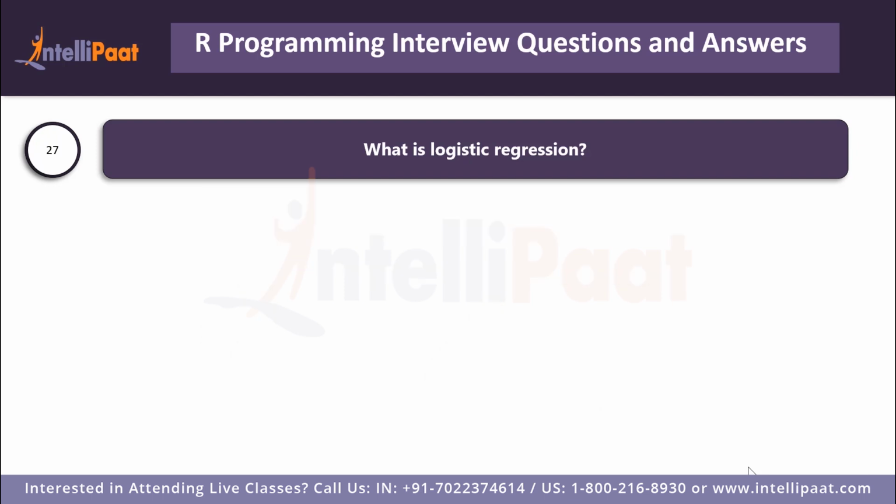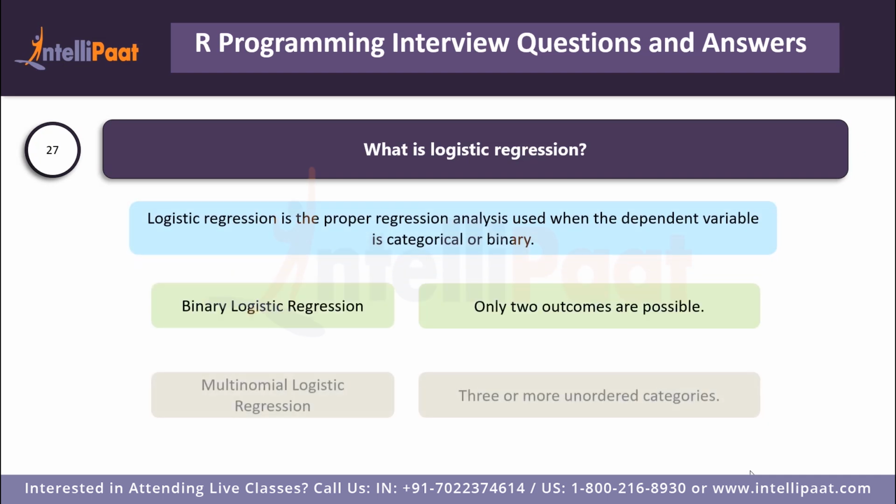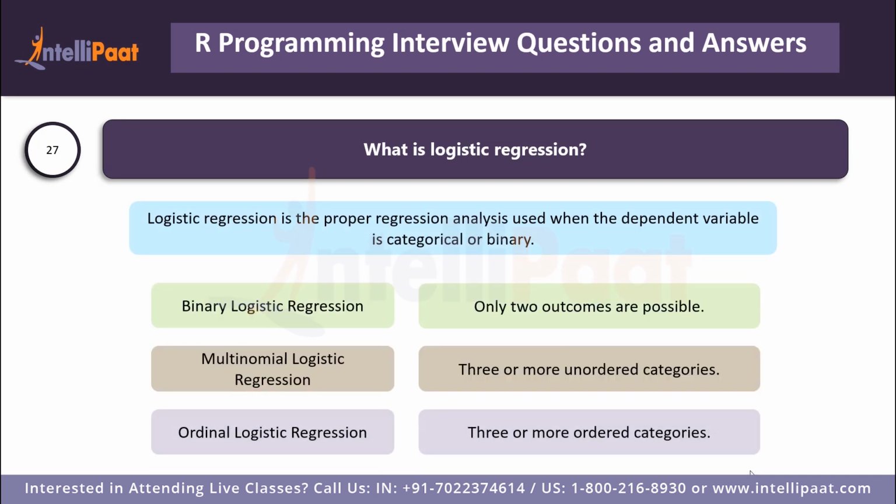So, there are types of logistic regression. Logistic regression is the proper regression analysis, as you already know, that is used when the dependent variable is categorical or binary. There are three types: binary logistic regression, multinomial logistic regression and ordinal logistic regression. In binary logistic regression, only two outcomes are possible, whereas in multinomial logistic regression, there are more unordered categories. And in ordinal logistic regression, there are three or more ordered categories. Now, this is about logistic regression.